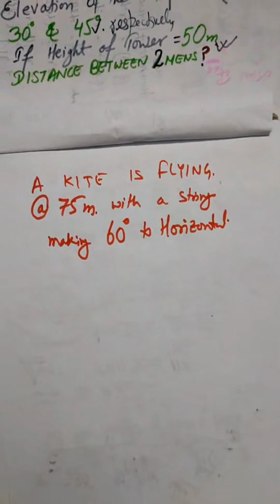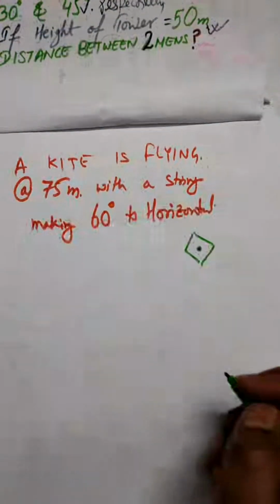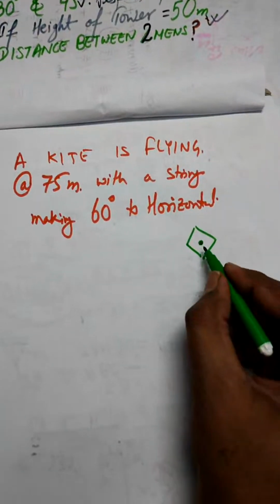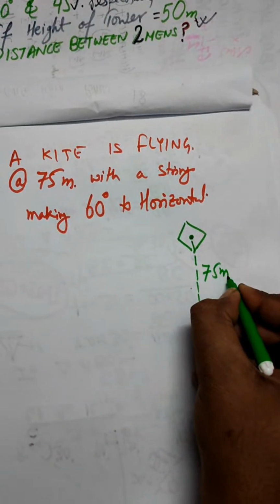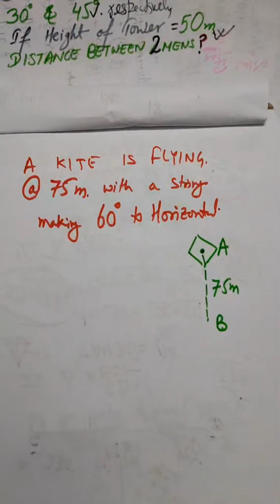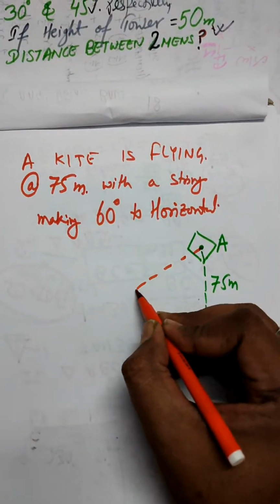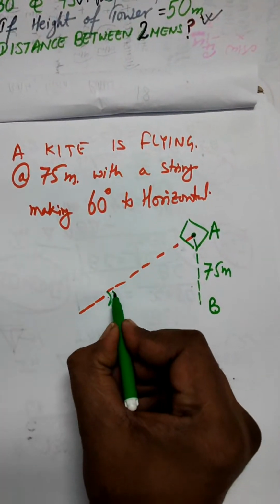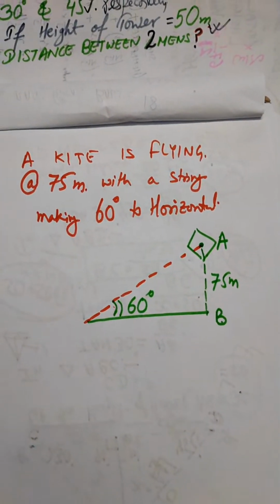So let us assume the kite as this. We can assume it as a point. The kite is flying at 75 meters from the ground, so the height of the kite from the ground will be 75 meters, like this. Let us assume this point as A and this as B. This is attached with a string, without any slack. This is making an angle of 60 degrees, and this is the ground.